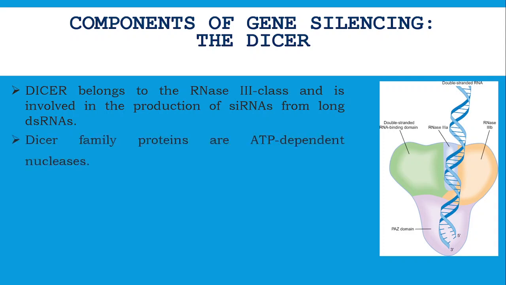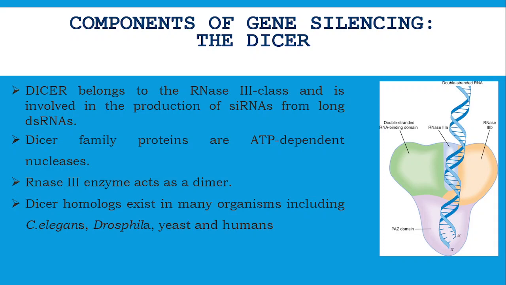The Dicer family proteins are ATP-dependent nucleases, that is, they require ATP for their function. And this RNase III enzyme, the Dicer, acts as a dimer, two molecules. The Dicer homologs exist in many organisms, including C. elegans, Drosophila, yeast, and humans. The importance of this Dicer molecule is learned from the loss of this molecule in vitro. There was a loss of silencing when there was loss of Dicer.